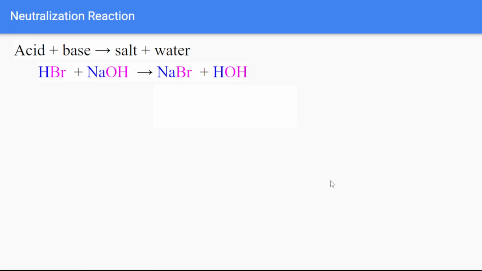In the neutralization reaction, you have double replacement reactions. HBr plus NaOH, cation, anion, cation, anion, yield new products. NaBr plus HOH, or you could say H2O. Now all you do here is you take the anions and you swap them. That's all you have to do. If you swap Br for OH, you get NaBr and HOH.